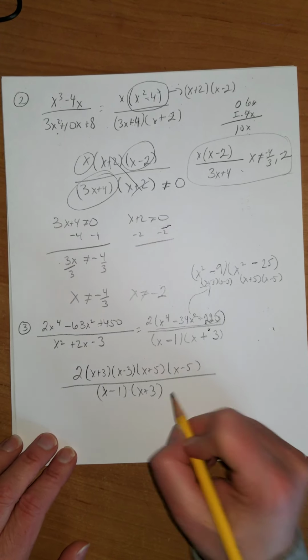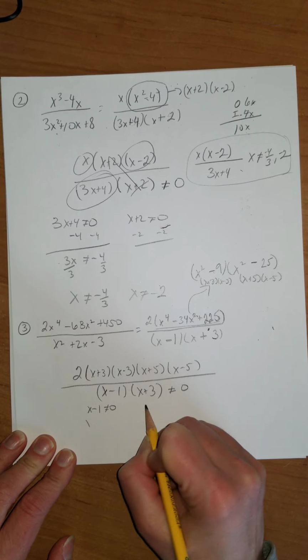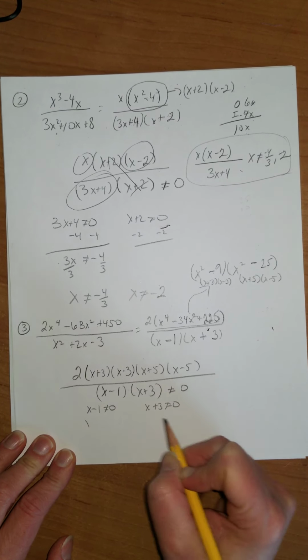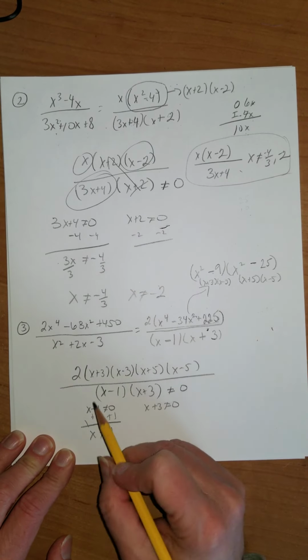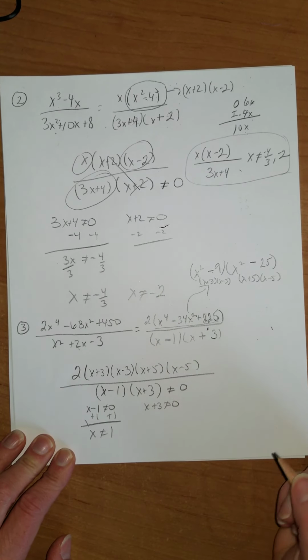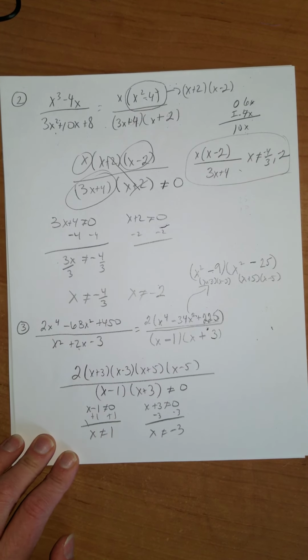All right, now, next thing. My denominator can't be equal to 0, so x minus 1 cannot be equal to 0. And x plus 3 cannot be equal to 0. Add 1. And many of you guys don't need to do this. x cannot be 1 because 1 would make the denominator 0 here. Subtract 3. And x cannot be negative 3. Those are my restricted values.